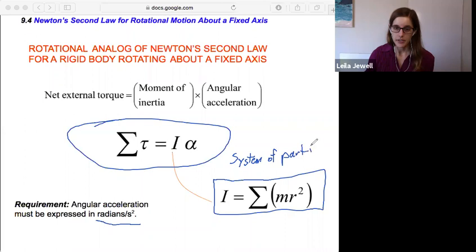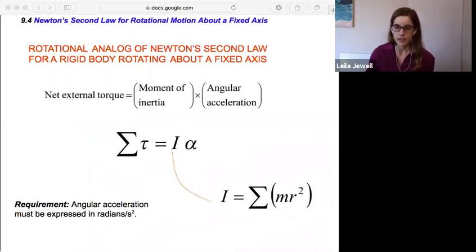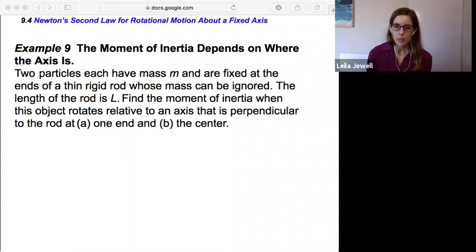All right, and we'll see an example for when it's a full rigid shape in just a moment. But first, let's think about this system of particles and how we can use this I equation for it, the moment of inertia. So example 9, the moment of inertia depends on where the axis is.